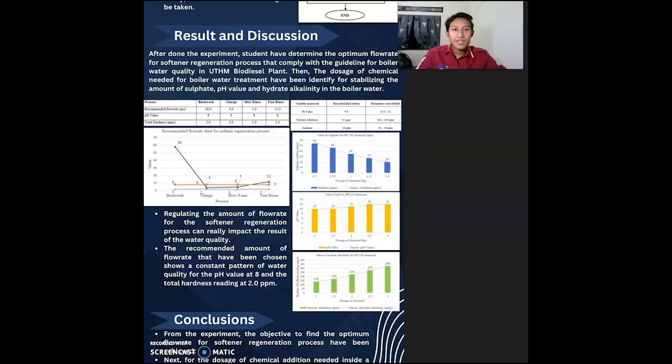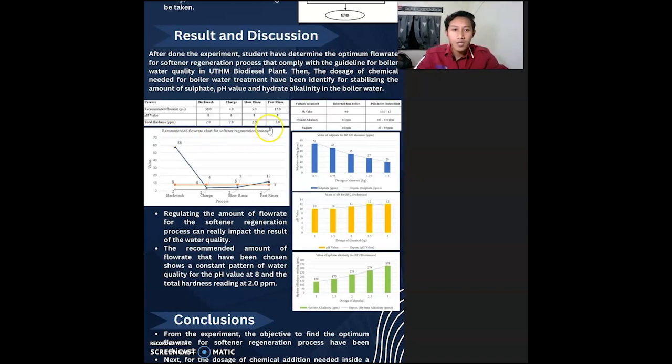Next, for the result and discussion of my project, after the experiment is done, students have determined the optimum flow rate for the softener regeneration process that complies with the guideline for boiler water quality in the Biodiesel Plant. Then the dosage of chemical needed for boiler water treatment has been identified for stabilizing the amount of sulphate, hydrate alkalinity and pH value in the boiler water.